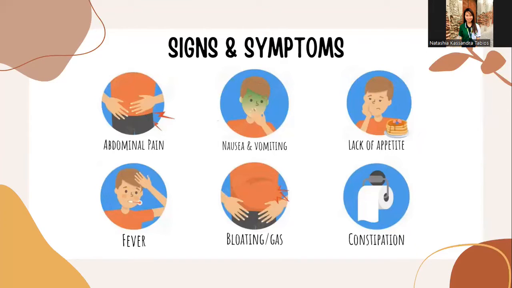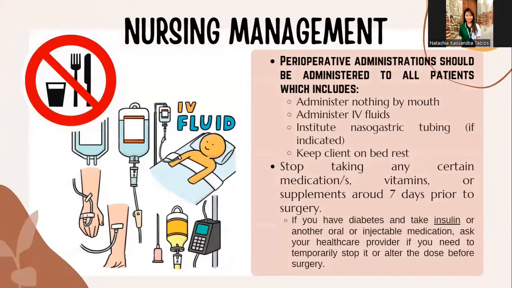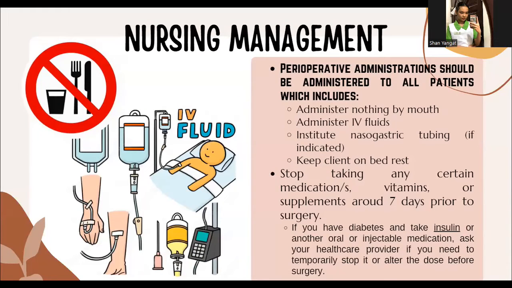And next we'll be discussing nursing management. So for nursing management, perioperative care should be administered to all patients, which includes nothing by mouth, administer IV fluids, institute nasogastric tubing if indicated, keep client on bed rest.